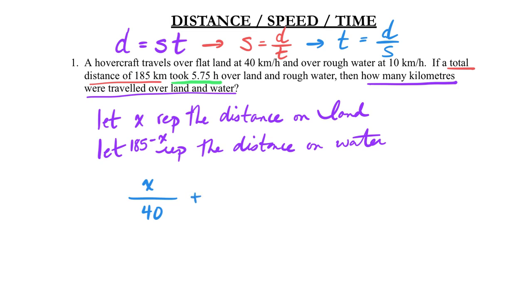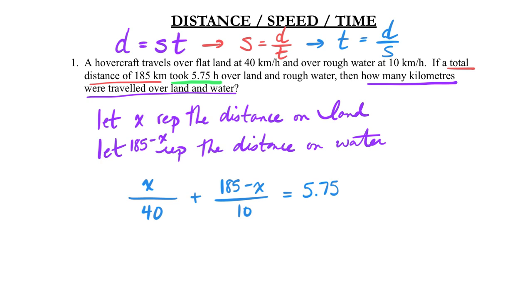I have to add to that my time spent going over water. Well, time is distance over speed. And you'll notice both of those speeds are in the same units, kilometers per hour. My distance on top is in kilometers, so all of my units line up. I know then that total time has to be 5.75 hours. And there you go. So I knew the relationship between distance, speed, and time. That allows me to build that equation.